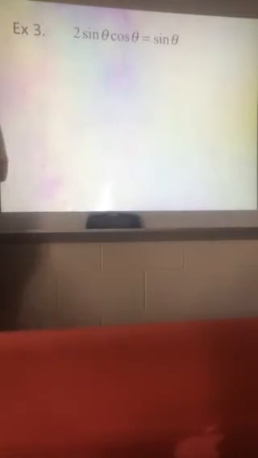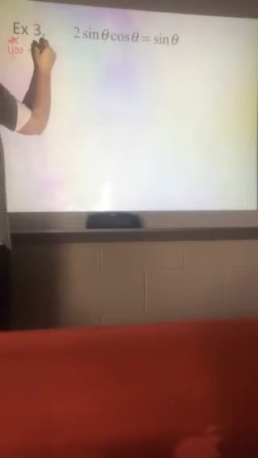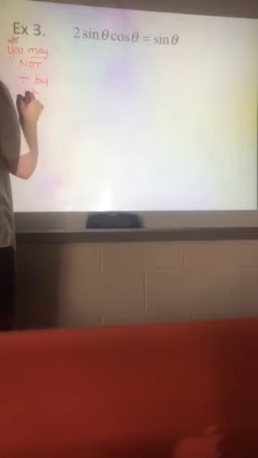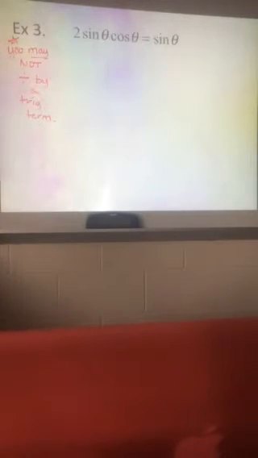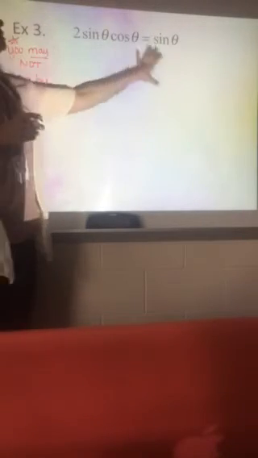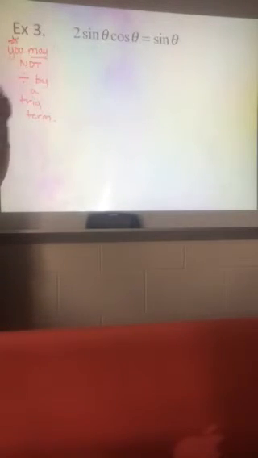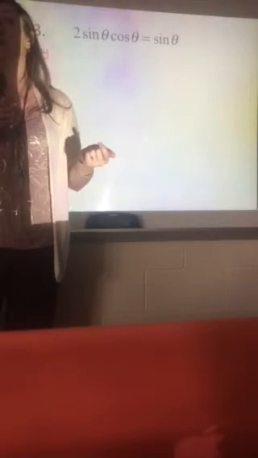Example 3. Example 3, we would not have been able to do unless we did the first part of the unit on identities. Okay? I want to make a statement. Please make sure you write this down. You may not divide by a trig term. A lot of students look at this and say, well, I have a sine on both sides. If I divide by sine, I am going to simplify my equation. That's true, but you are also getting rid of some of your solutions.